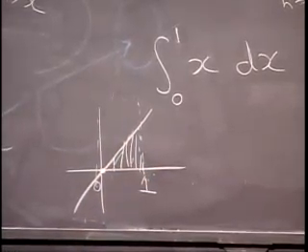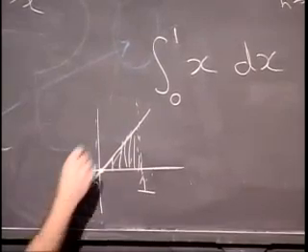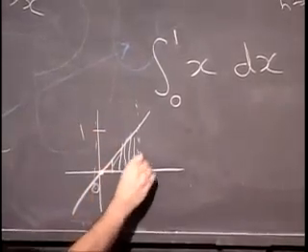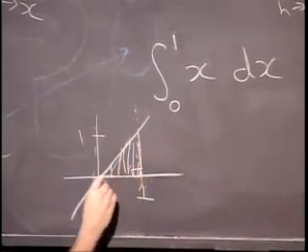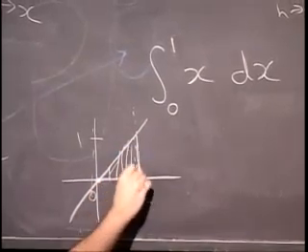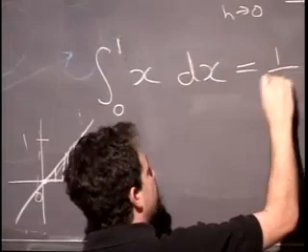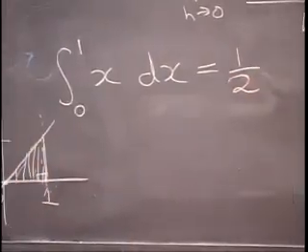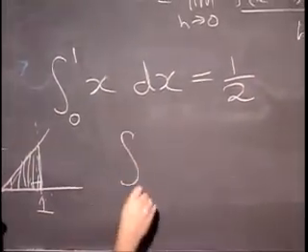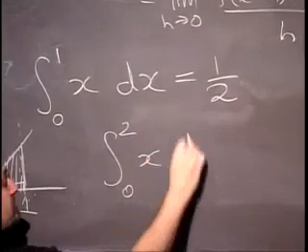Well, that's not too hard. We don't need calculus to do this. I'm just looking for an area of a triangle, right angle triangle, with base 1 and height 1. So that's 1/2. Half BH. How about the area, or the integral from 0 to 2 of the same thing?